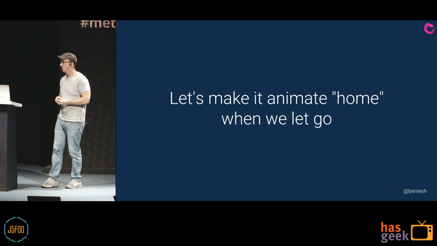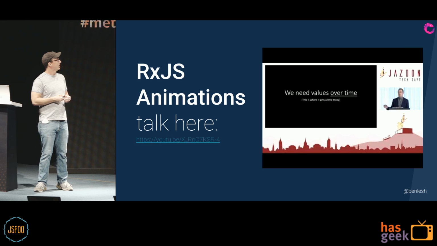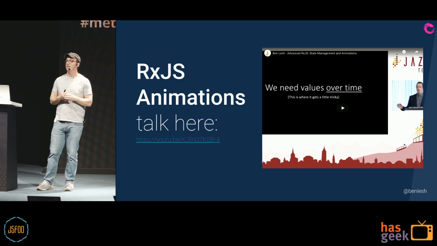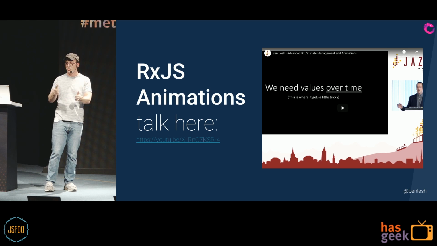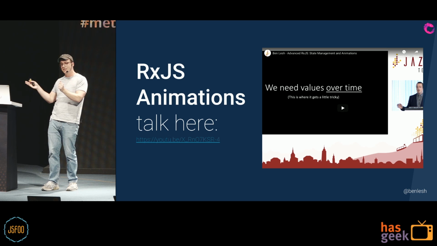So let's make it animate home when we let go. That's the next incremental step to making this work. I have a whole talk on RxJS animations, so I won't get into that here. The basic idea is that I get an observable of animation frames, and I do a little math with the offset of when it started and the current date time to figure out how far it's gone along. And I do some math to tween between two numbers over a certain duration. Tweening meaning if I start at 0 and go to 10 over 2 seconds, then at 1 second, I get the value 5. And at 1.5 seconds, I'll get the value 7.5 and so on. So it does that for you.